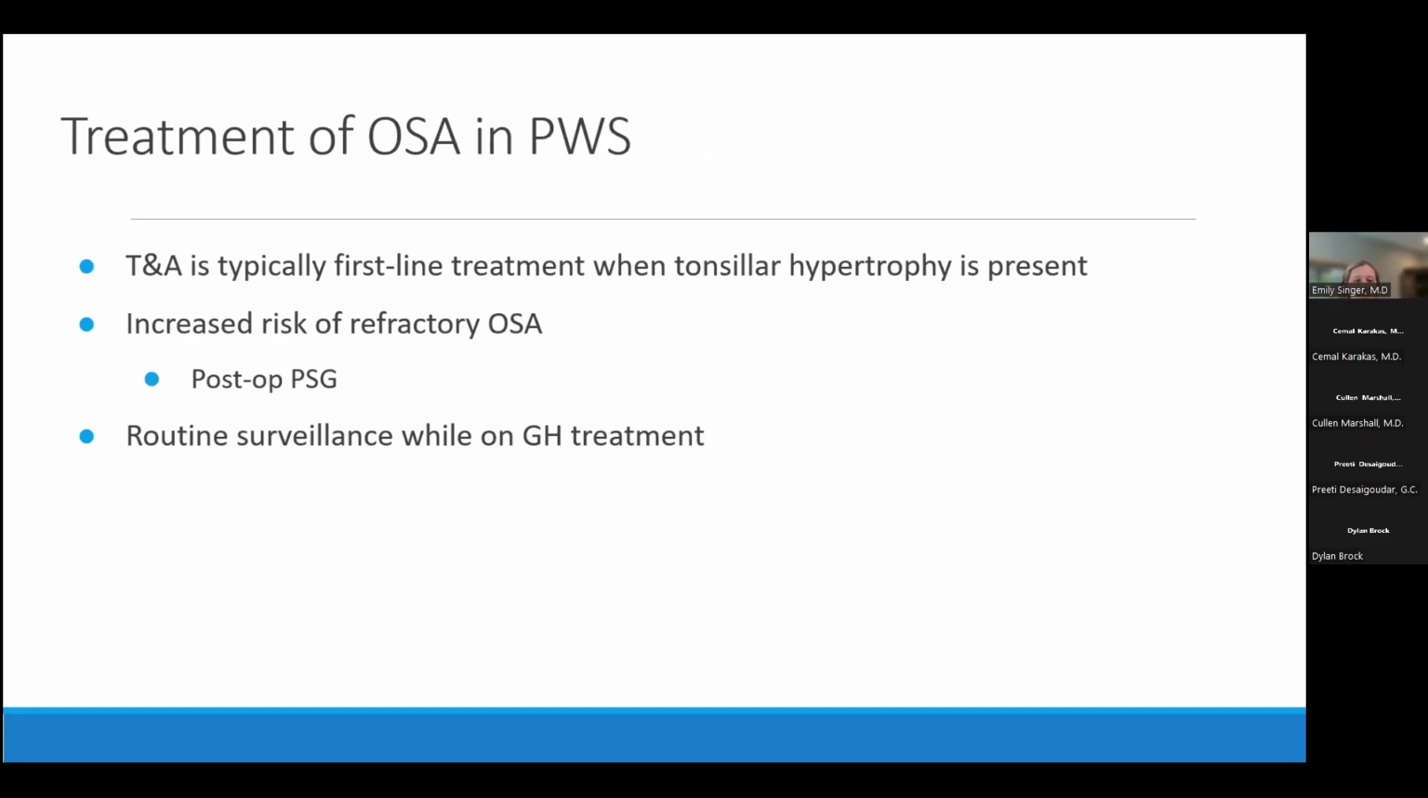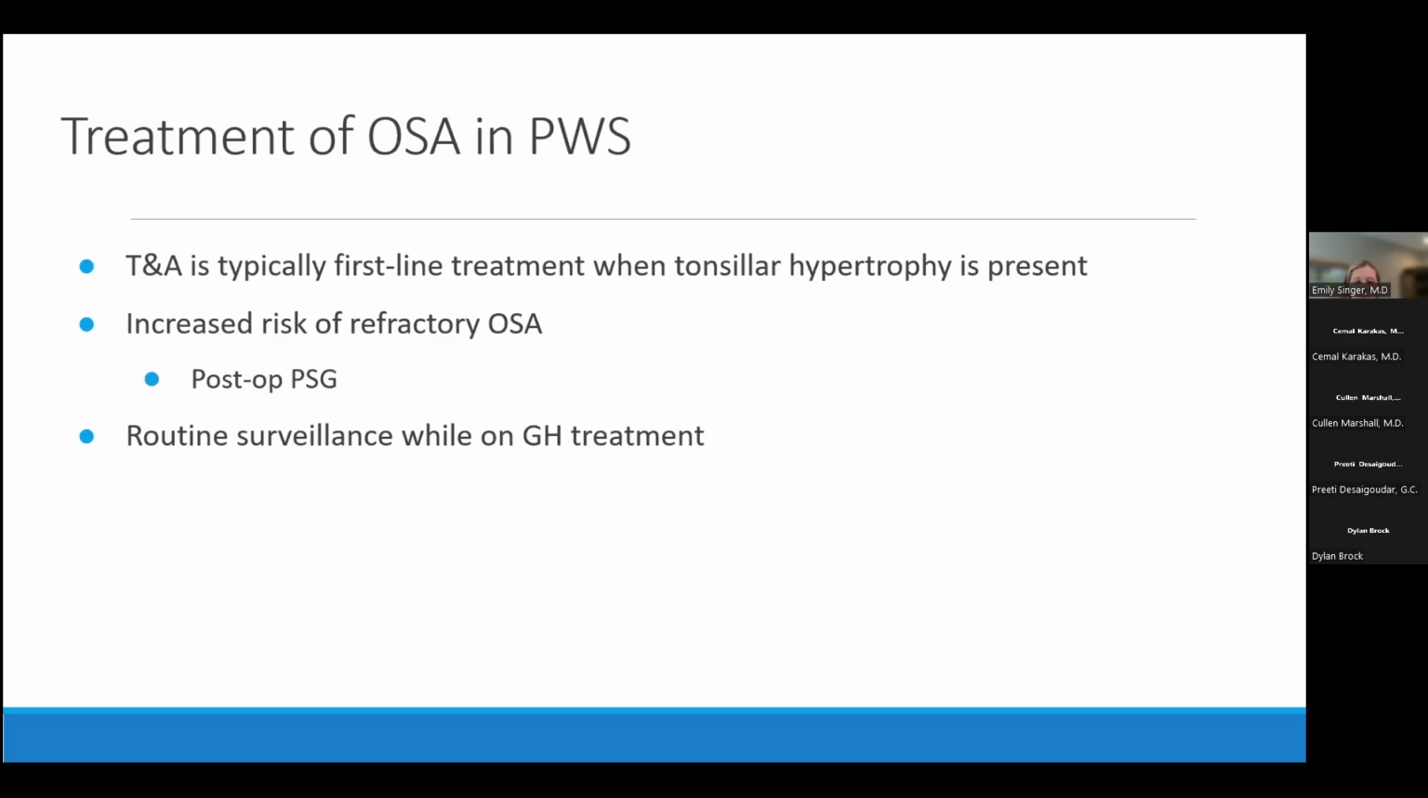So thinking about treatment for sleep apnea in Prader-Willi syndrome. Similar to Down syndrome, the first line treatment is adenotonsillectomy. And that is typically pursued when there is evidence of tonsillar hypertrophy. And then again, similar to Down syndrome, there is that increased risk for refractory sleep apnea. And so it's recommended to do a post-op sleep study to ensure that they are either fully treated or to identify that residual sleep apnea and treat them with PAP or something else.